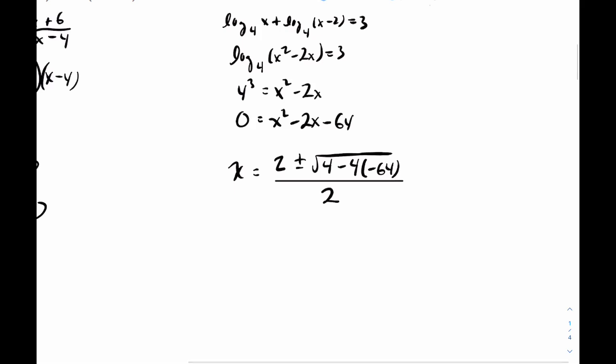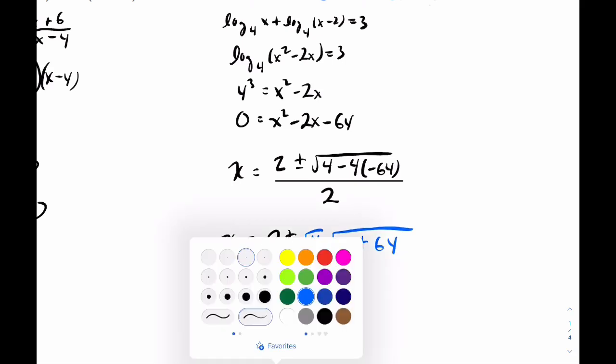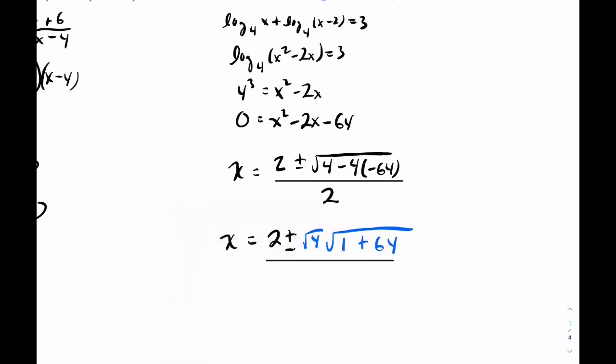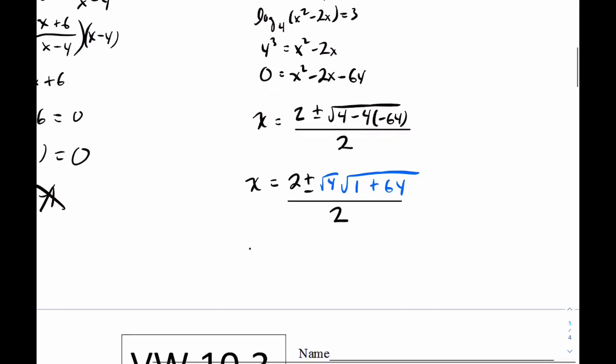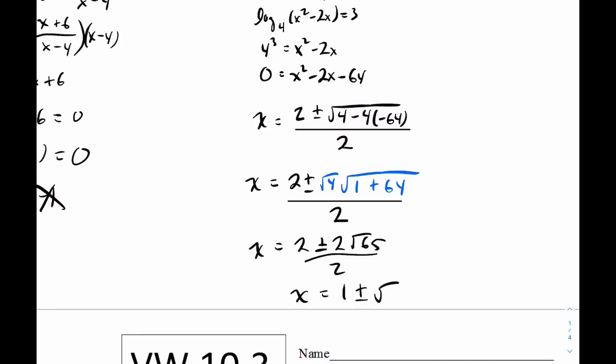Now hopefully you guys know the trick to make this easier. We're going to factor the part of the radical right here, because I noticed there's a 4 in both of them. So I'm going to factor that out. So I'm going to put radical 4 here, and that would be 1 plus 64, all divided by 2. And look how much easier that is. That's just x equals 2 plus or minus 2 radical 65 over 2. Let's reduce it. That's going to be 1 plus or minus radical 65.